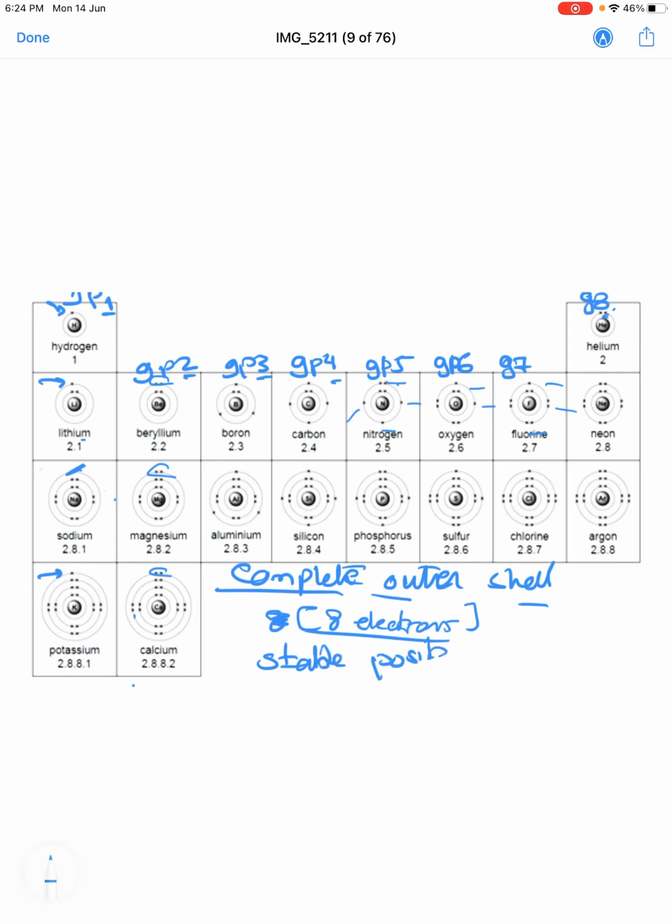Okay, so that means for all of group 1, are they going to react by losing 1 electron? Yes. Hydrogen will lose 1 electron. Lithium will lose 1 electron and have a complete outer shell of 2 electrons up here. Sodium will lose this electron and have a complete outer shell of 8 electrons. Potassium will lose 1 electron and have a complete outer shell of 8 electrons, okay? Which is this one.